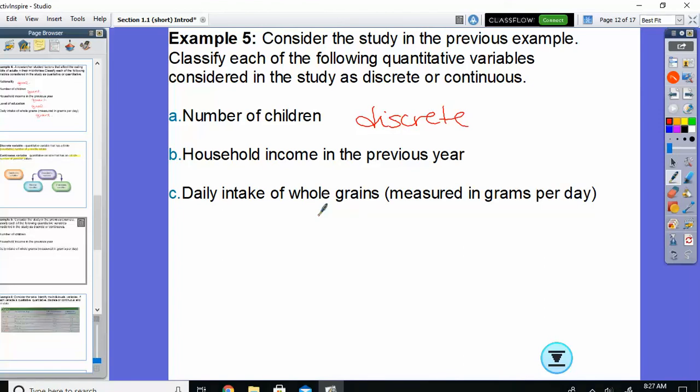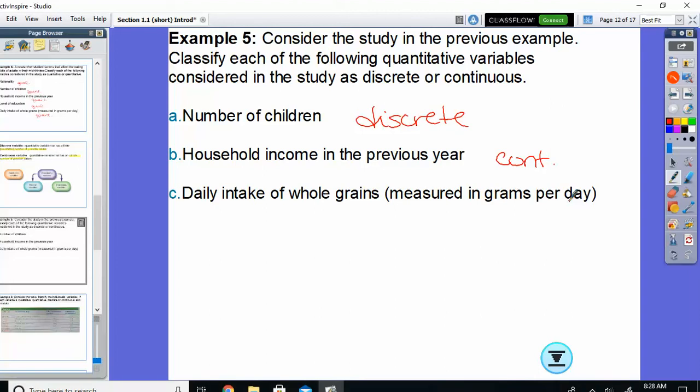All right, household income the previous year. Continuous. This one you can make an argument. Sometimes these things are not cut and dry. You can make an argument that this could be discrete if we're only taking money to the nearest penny. But you know, sometimes you can take things further. Like when you get gas, it's not always rounded to the nearest penny. They just round up your total value.